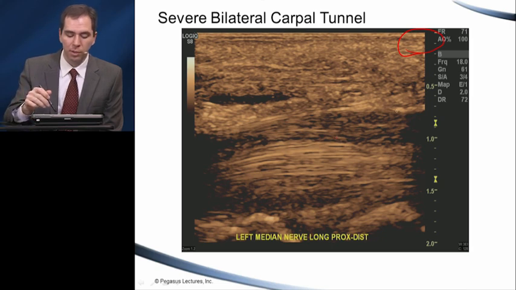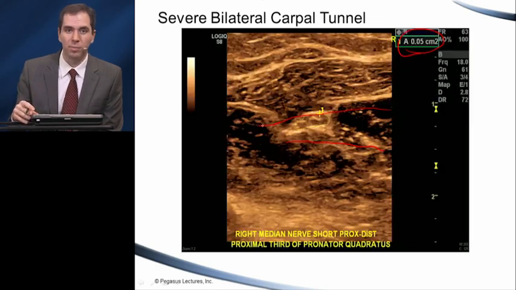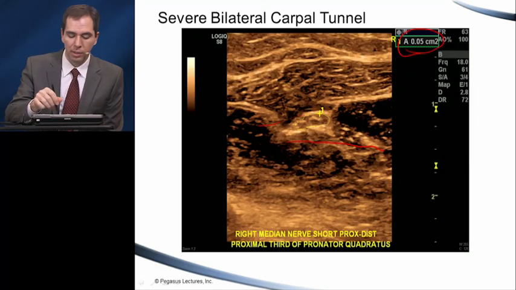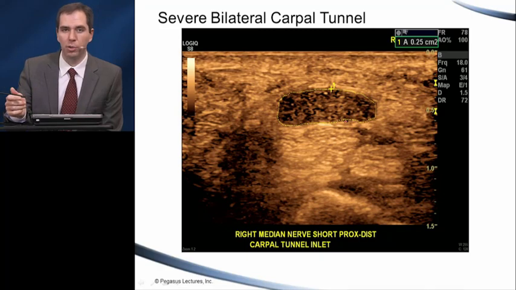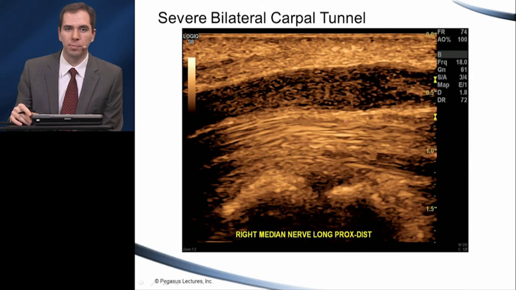In this patient in the long axis, we can see the notch sign. So here's the swollen median nerve entering the carpal tunnel and getting narrow as it enters the carpal tunnel. This was the other wrist. So we see the normal architecture preserved at the pronator quadratus. And then at the carpal tunnel inlet, a markedly enlarged hypoechoic nerve with loss of fascicular architecture. And then this is in the long axis, the swollen nerve.